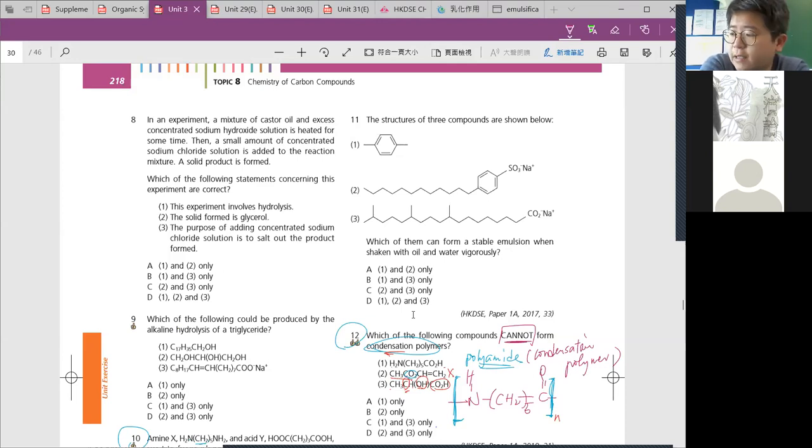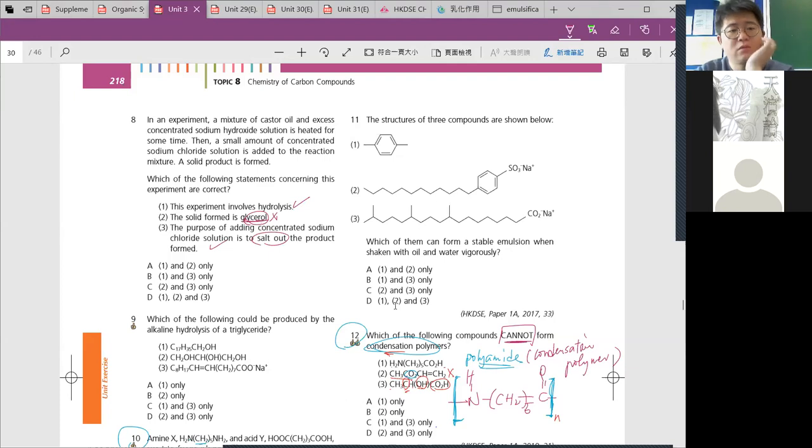What do you think? B. Okay, yes, this one is correct. This was correct. It's alkaline hydrolysis. Yes, that's right. This is wrong. The solid form is not glycerol. So what is that? This one is correct. It's to salt out. Yes, that's right.